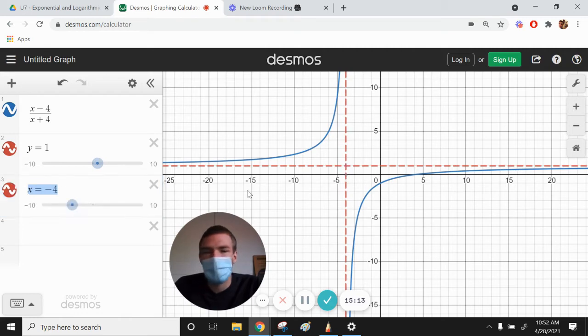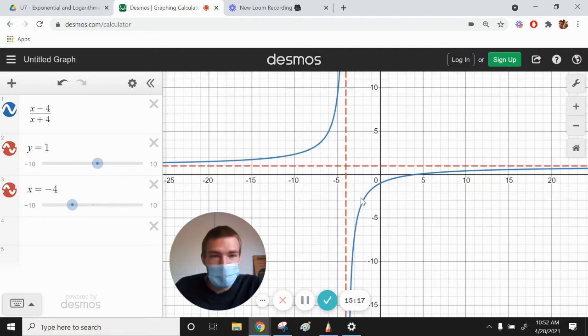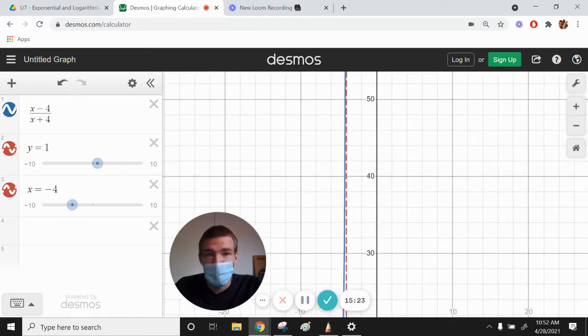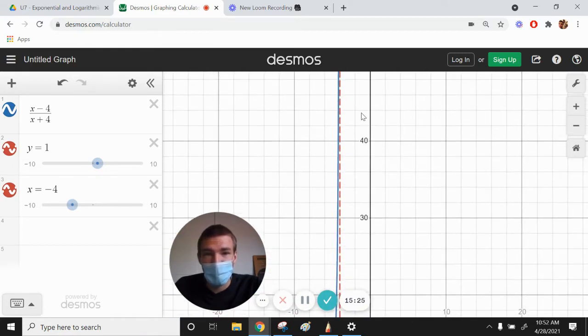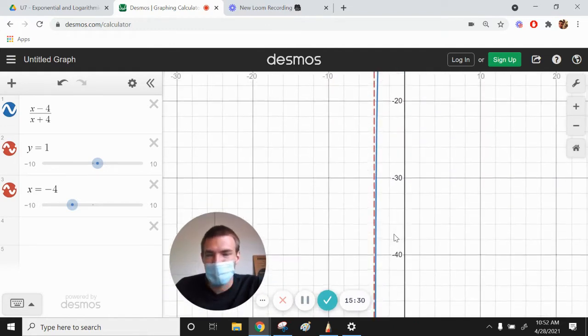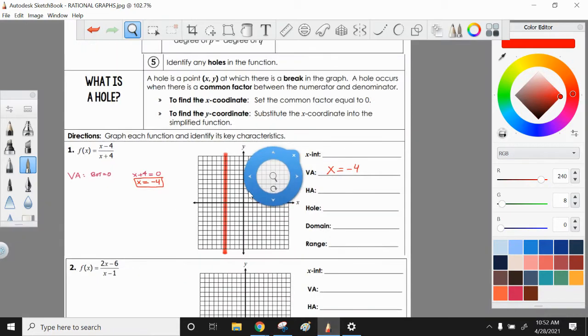This x equals -4 is this vertical line that is kind of between the two blue curves, right? That is not touching them either way, that they're both scared of, right? This one on top is scared of the asymptote, and this one on the bottom is also scared of the asymptote, okay? So that's the vertical asymptote.